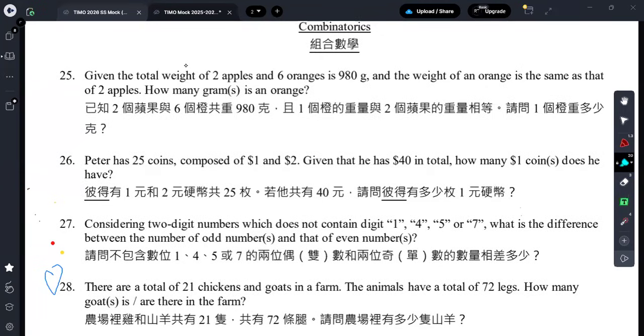I want to ask about the teacher. Number 25. Okay, we don't have any more time. I don't understand number 24. Okay, we'll go back on that.